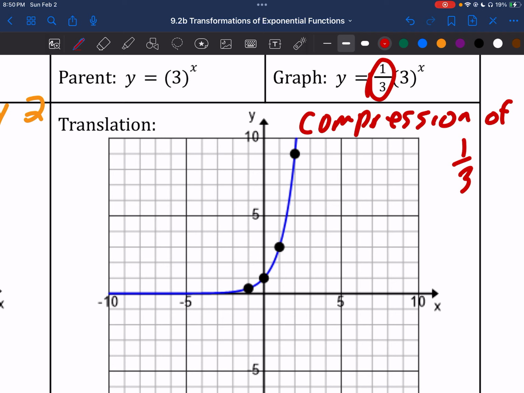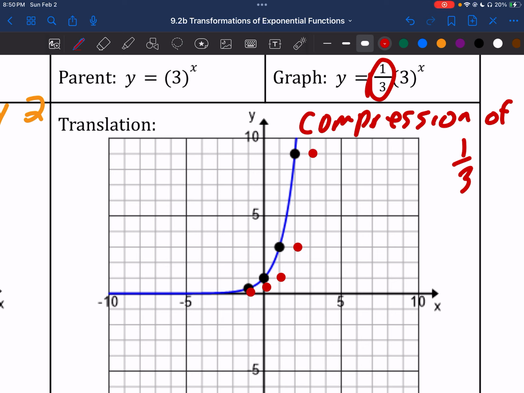So if we have our first point here, 3 to the negative first, which is 1/3, times 1/3 again is 1/9. So that's going to be way, way closer to the 0 line. Anything to the 0 power is 1, times 1/3 is 1/3. 3 to the first power is 3, times 1/3 is 1. 3 to the second power is 9, times 1/3 is 3. 3 to the third power is 27. 27 divided by 3 is 9.